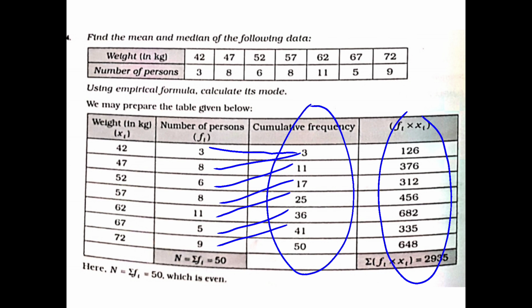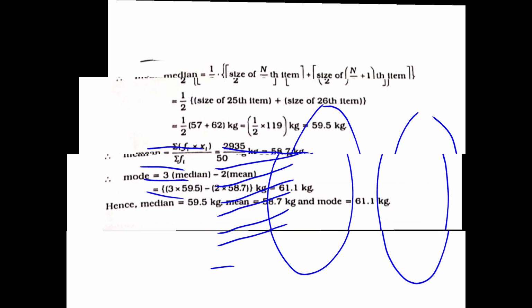For the mean value, we have to find fi into xi. So 42 into 3 is 126, 47 into 8 is 376, and we multiply the rest similarly. Finally we add these numbers, and the total is 2935. Sigma fi is equal to 50, the number of persons, which is an even number. So let us substitute in the formula.